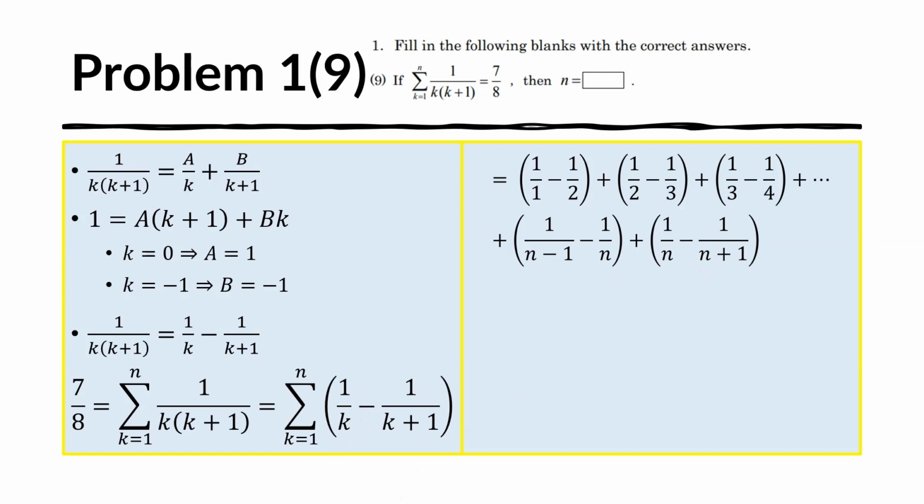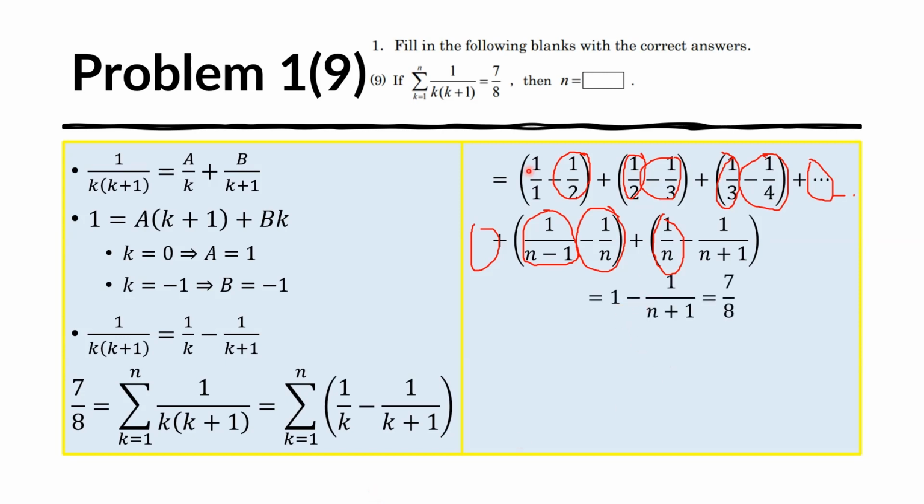And notice that this is a very good form because now this term cancels with this one. This one also cancels with this one. 1/4 also cancels with the next, and so on. And in fact, this one also cancels with the term previous to it, until this one also cancels with this one. Therefore, we are left with 1 minus, so just this term here, and this term, 1 minus 1 over n plus 1. And again, this is equal to 7/8 in the very beginning.